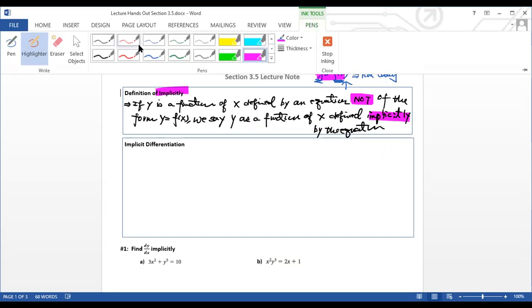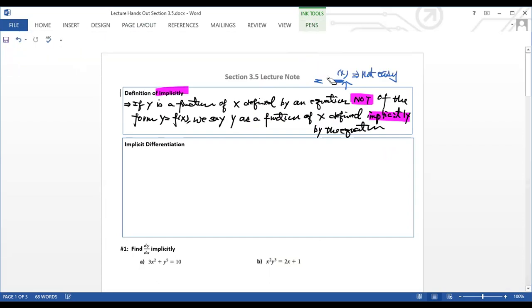I know it's not in that form, but if I really want to solve it, I probably still can. So I know y is a function f of x. It's just that it's difficult to solve. So how do I do that? The key concept to use is the chain rule.